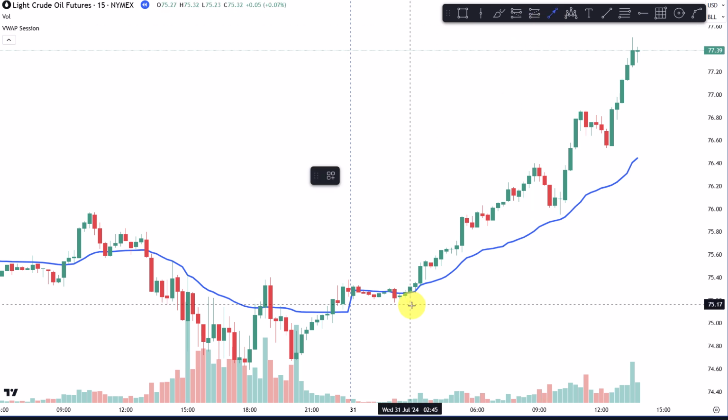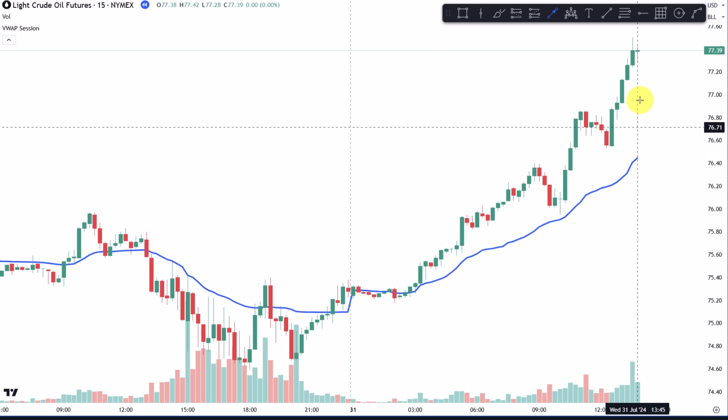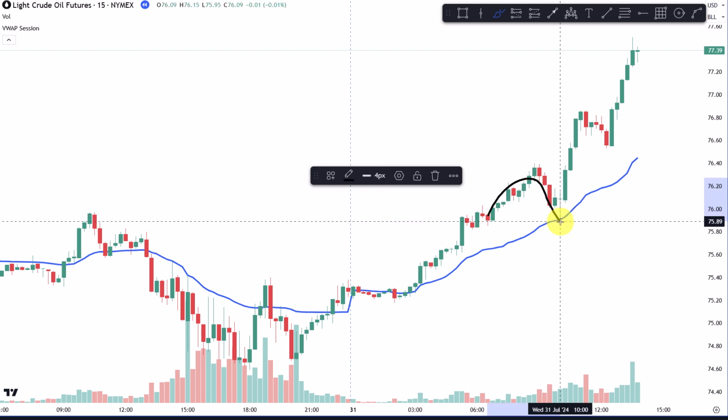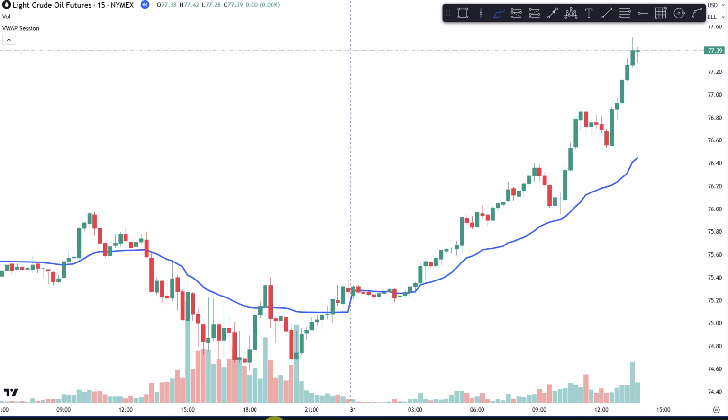As we can see here, the price is in an uptrend, but the market has already pulled far away from the VWAP. And this is not a good place to get in. Ideally, you want to get in on pullbacks when the price is reaching a lower level and retesting the VWAP. So let's see what happens.